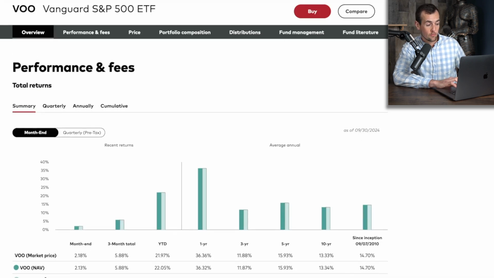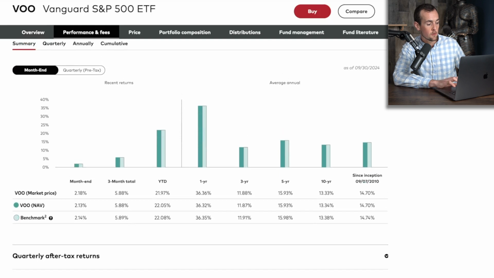Further down, we can get more information about the performance over time, as well as the fees, and you can see here how the returns have compared to the benchmark here of the S&P 500. So for example, over the last year, VOO has returned 36.32%. Meanwhile, the benchmark, or the S&P 500, has returned 36.35%. So there's a very slight difference there, but for the most part, it is replicating the performance of the S&P 500 as closely as possible.